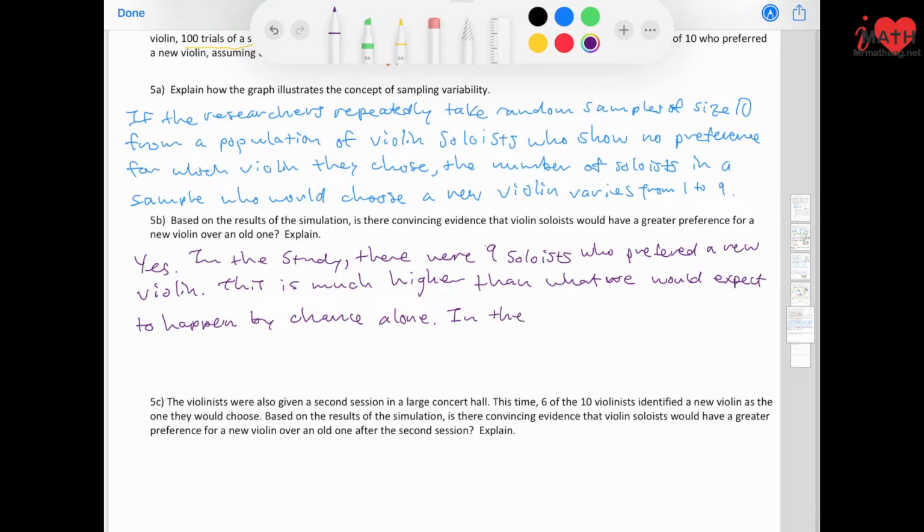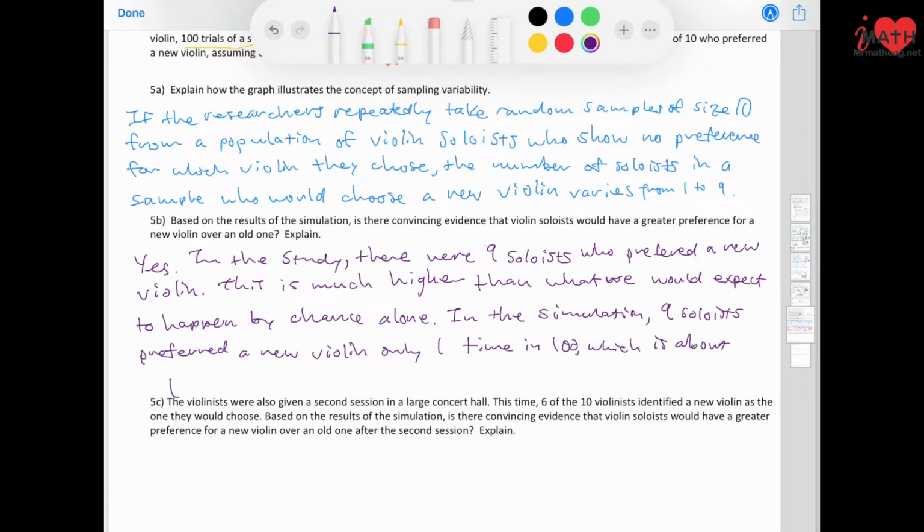In this simulation, nine soloists preferred a new violin only one time in 100, which is about 1% of the time in the long run.